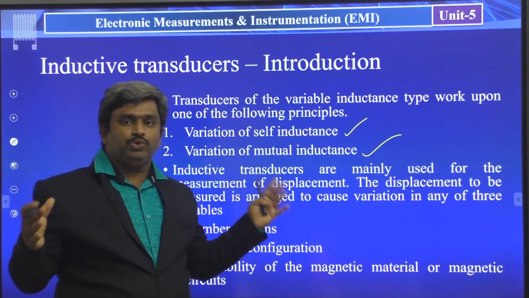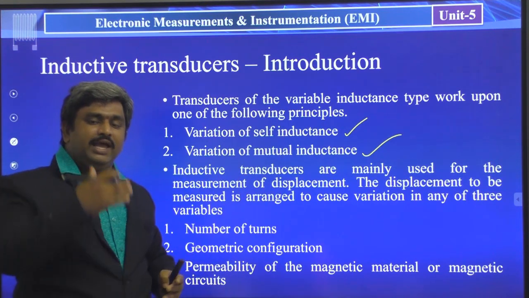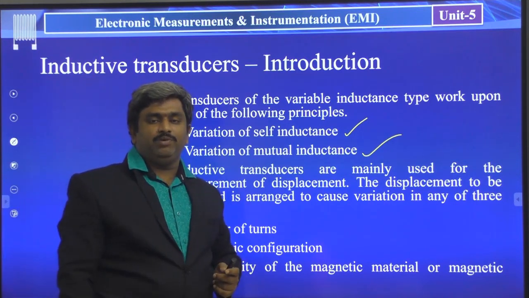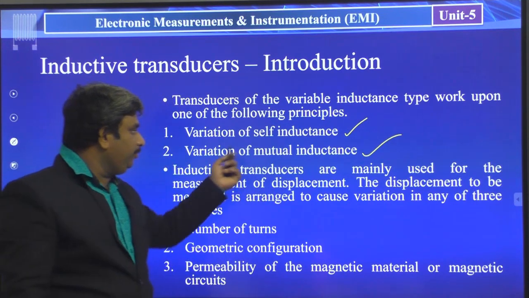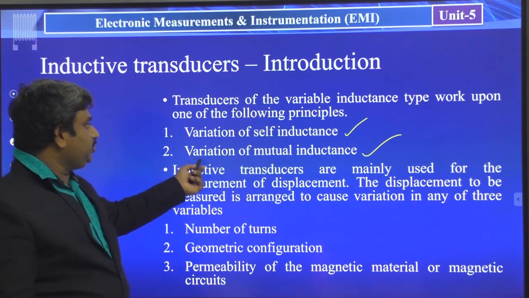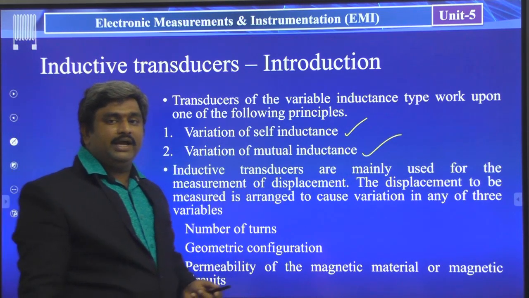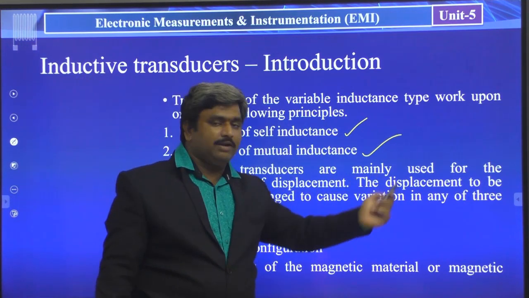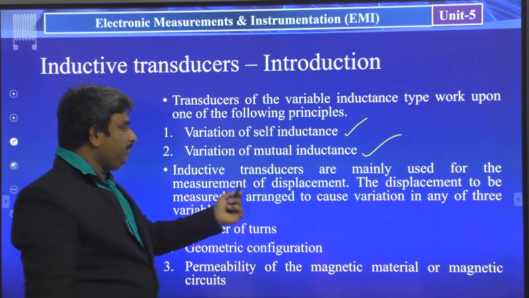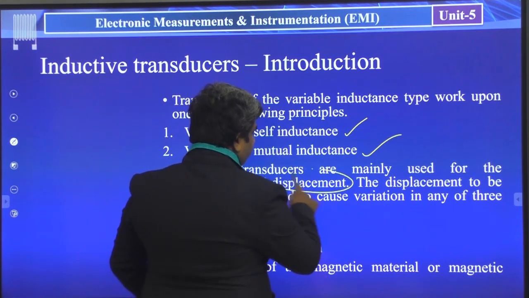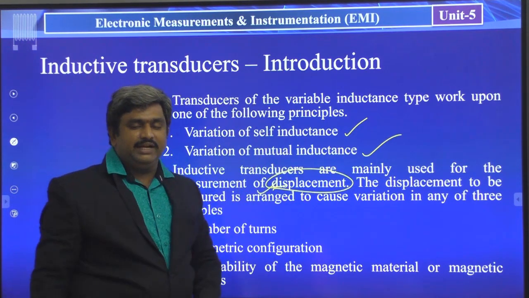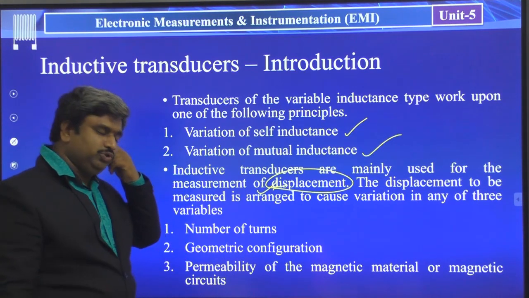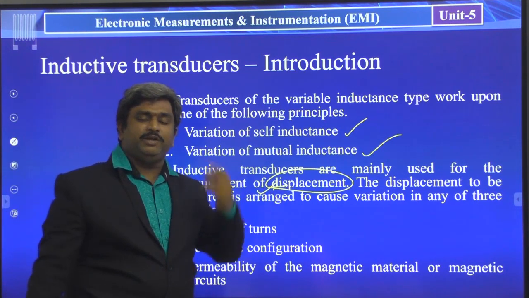These are the mutual type of inductive coils. When we move the conductor here, some EMF will be generated. That is called the mutual inductance property. Based on these two principles, inductive type transducers are available. Inductive transducers are mainly used for the measurement of displacement. The major focus of inductive and capacitive type transducers is measuring displacement.